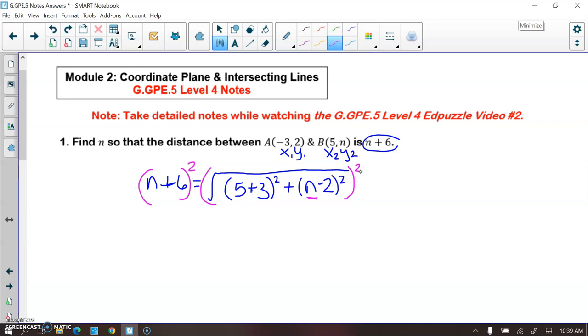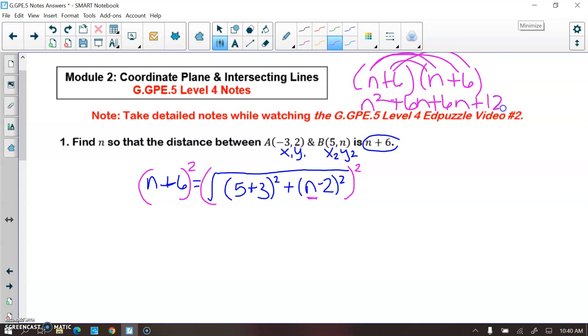When I square an n plus 6, we FOIL. So an n plus 6 times an n plus 6 is the same as an n squared plus a 6n plus another 6n plus a 12. We learned this in algebra. So then you would get an n, sorry, not a 12. I apologize. That's a 36. So then we would end up with an n squared plus a 12n plus a 36.